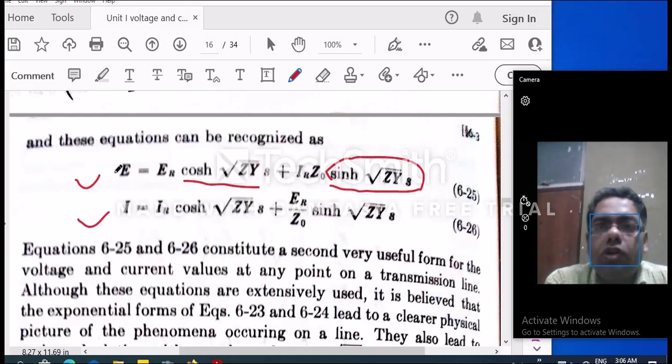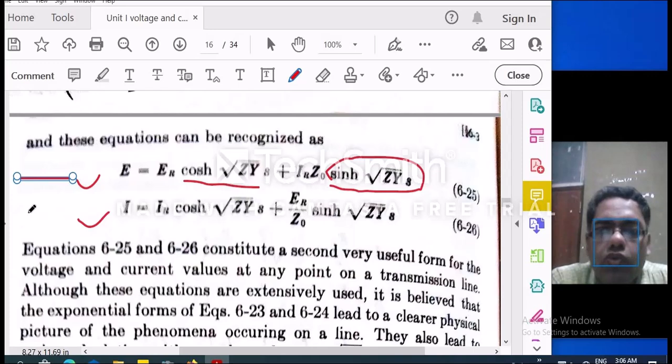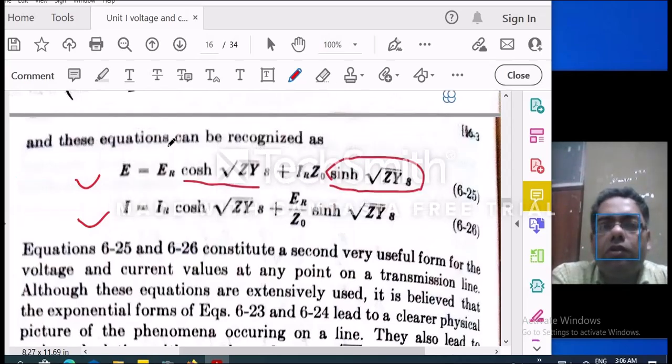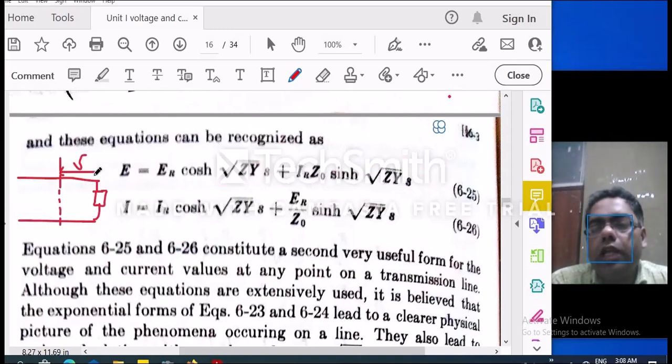So once we have got the expression of voltage and current along the line at any distance s, next, suppose this is my transmission line, and for a transmission line at any distance s from the load end, we have got the expression for E and I. If I take the ratio E divided by I, I will get the input impedance of the line at that distance.